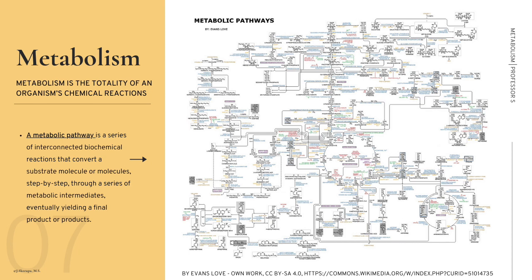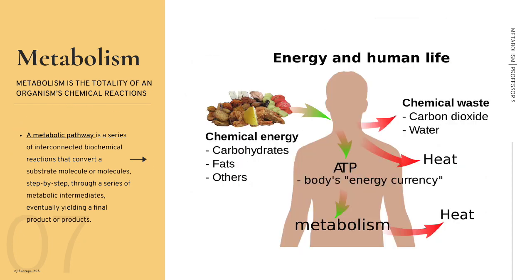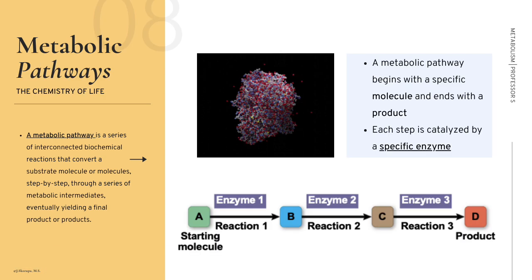A metabolic pathway is a series of interconnected biochemical reactions that convert a substrate molecule or molecules step by step through a series of metabolic intermediates, eventually yielding a final product or products. They are the pathways of how we turn chemical energy from foods into energy that we can use and waste. At the simplest level, a metabolic pathway begins with a specific molecule and ends with a product. Each step is catalyzed by a specific enzyme.